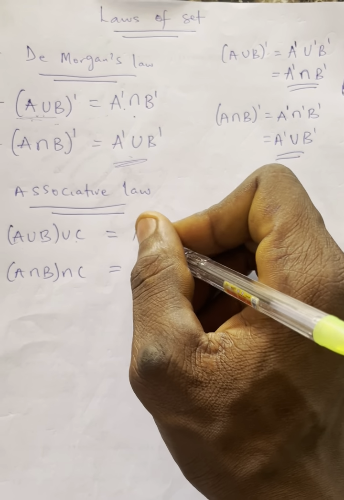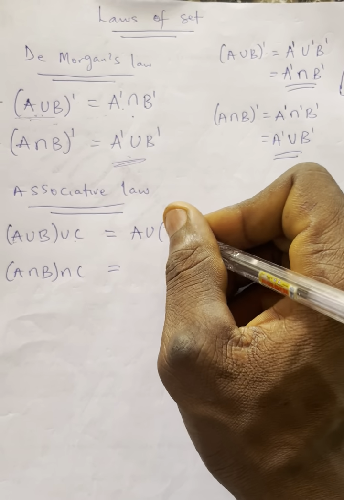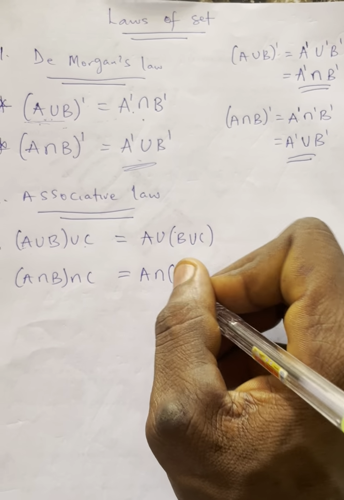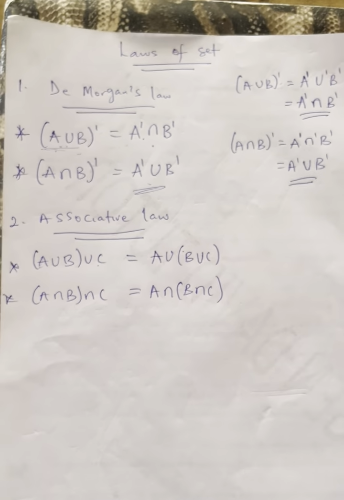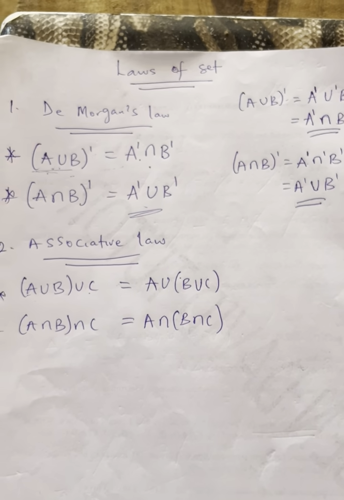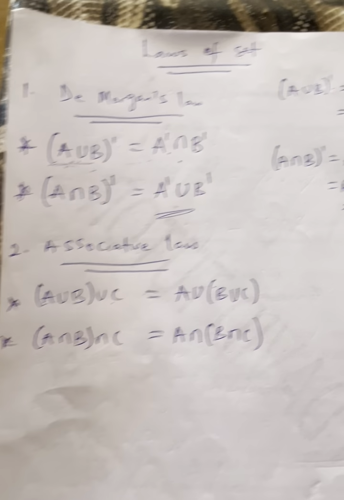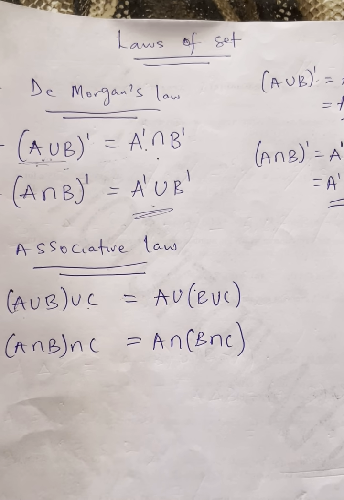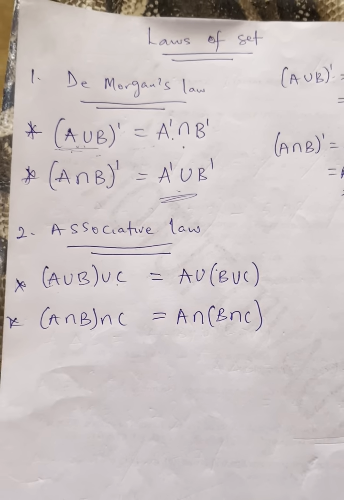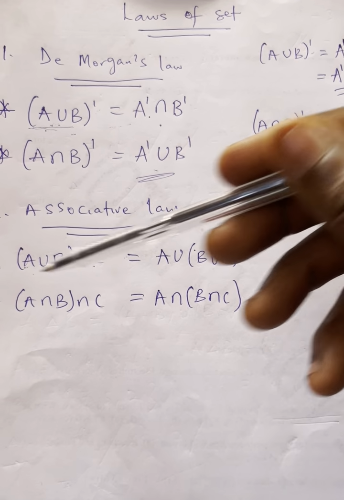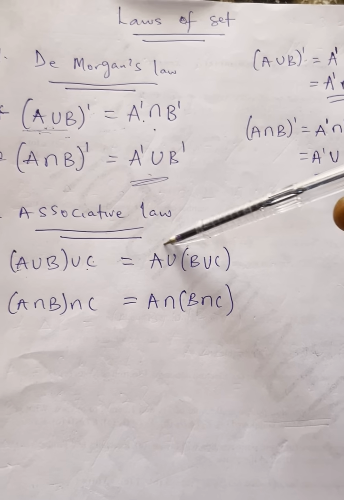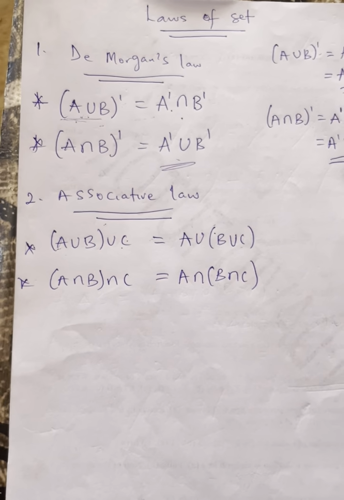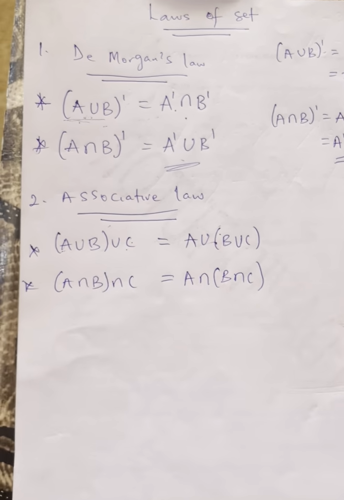So what you are saying is that this can also become A union into brackets B union C, and this one can also be A intersection B intersection C. Now, what associative law is talking about is that you observe that they have the same set sign, union union, intersection intersection. So what it is telling you is that any set can come first. As you can see, C is outside there, A is outside there, so they are the same because they have the same set law and the same set sign. So that is associative law.